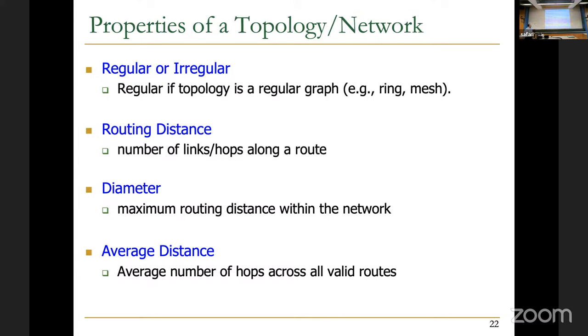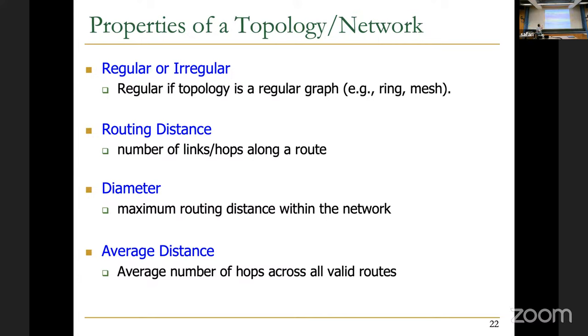Routing distance, which is the number of links or hops along a route. So whenever there is a route or path from a source to the destination, the number of links and hops that the packet needs to take in order to reach the destination is called the routing distance. It depends on the topology, so by changing the topology, you can reduce or increase this routing distance.